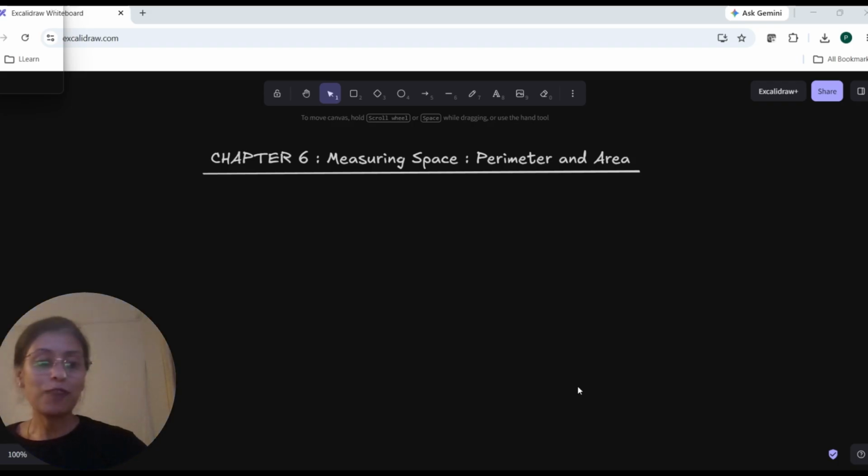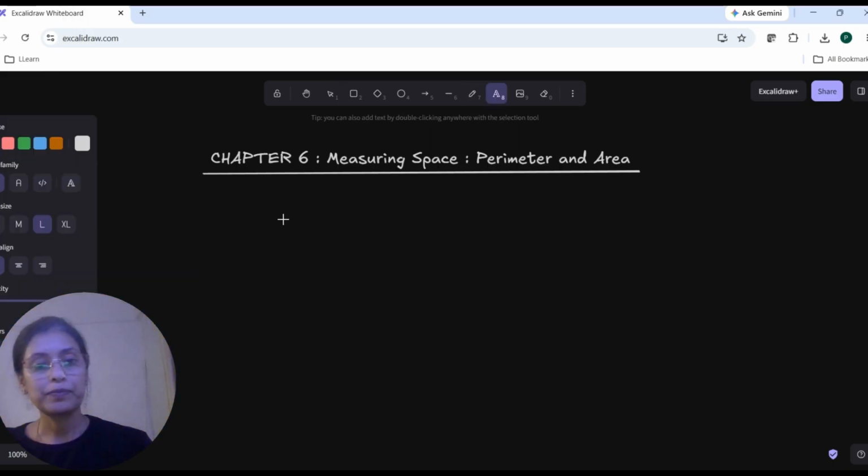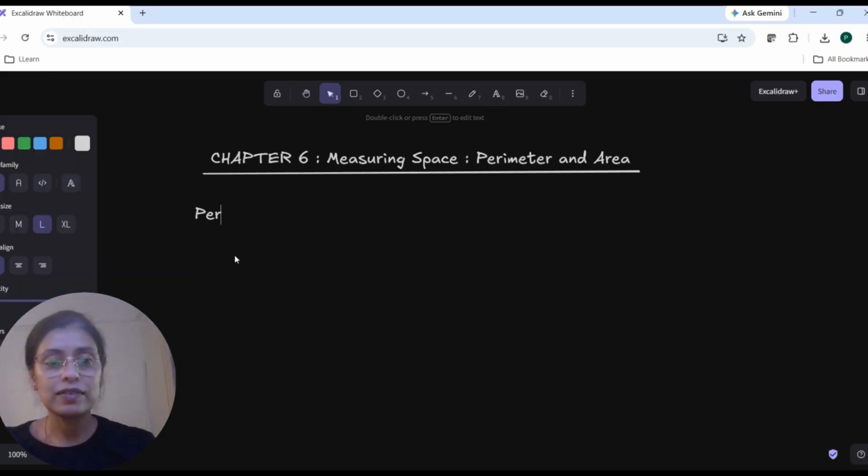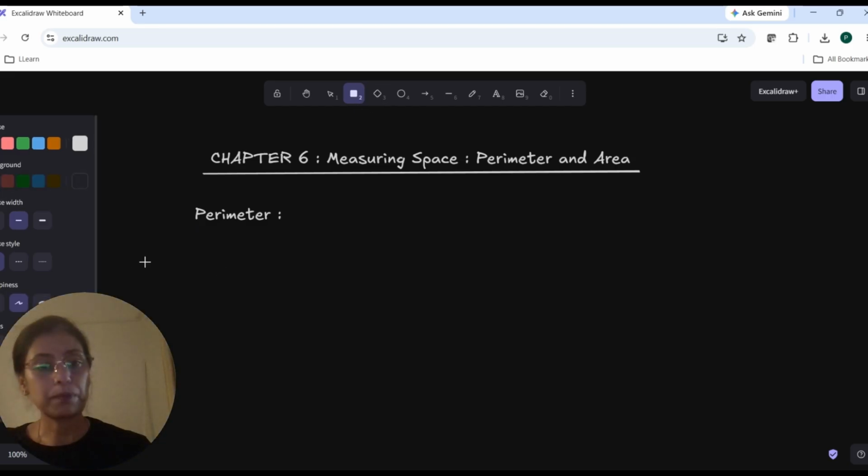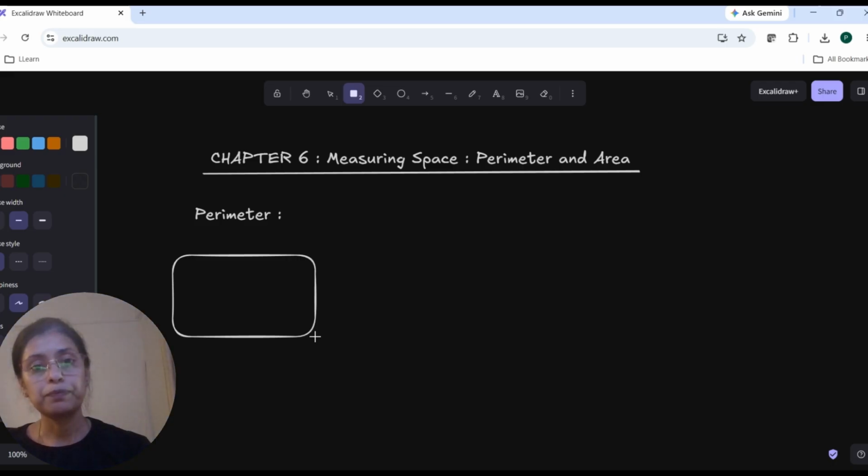So, this is the first part of this series where we'll be starting with understanding what exactly a perimeter means. So, what exactly is a perimeter? I'll just explain by making a diagram here.